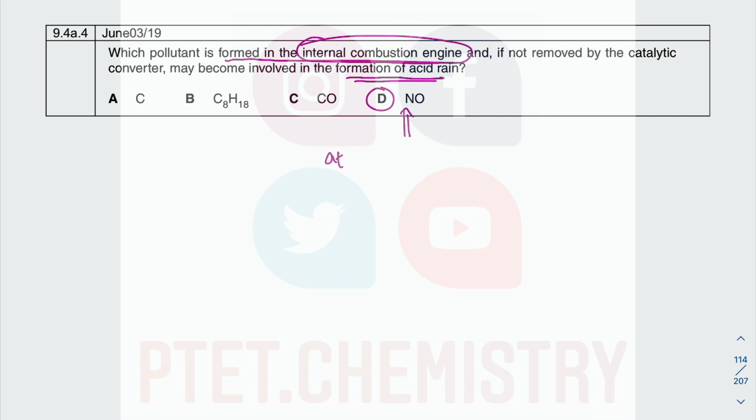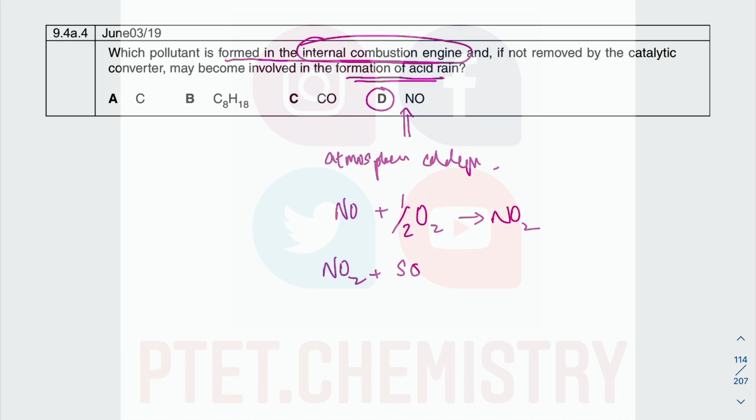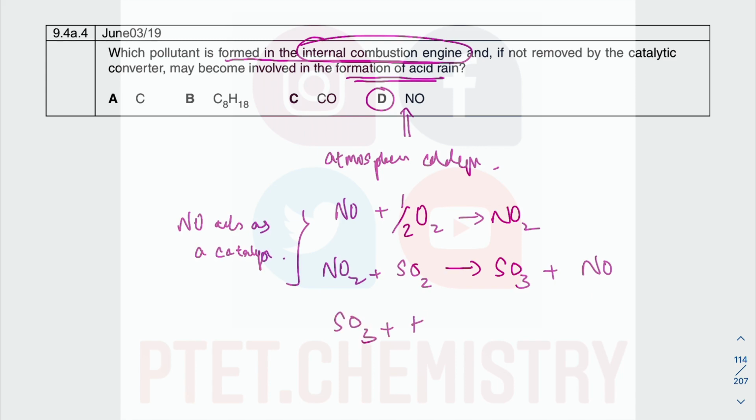This is under atmospheric chemistry, which you need to know that the NO can be oxidized in air to give you NO2, and then the NO2 can oxidize the SO2 to SO3, and then you will get NO, which gets regenerated. So you can see the NO acting as a catalyst. So these are the series of balanced equations that are always asked in theory paper, not just in AS but also in A2 as well. And now that you get SO3, you can form your H2SO4, which is your acid rain, and the water is basically your rainwater.